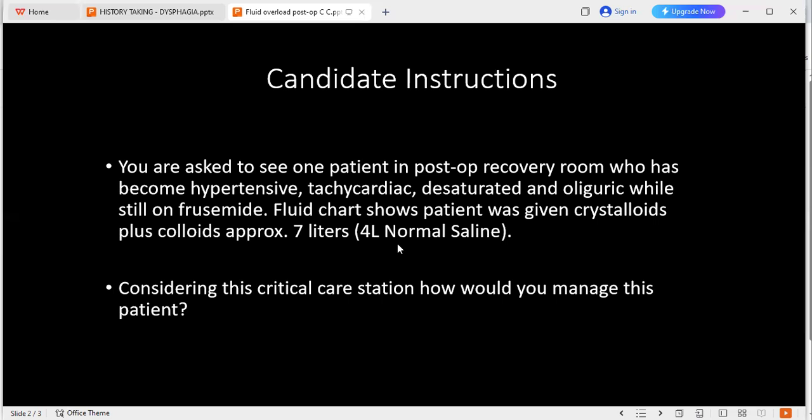What kind of shock might this patient be in? This patient might have cardiogenic shock, or could even be hypovolemic shock because of third space loss. And what else? Okay, right. Thank you.